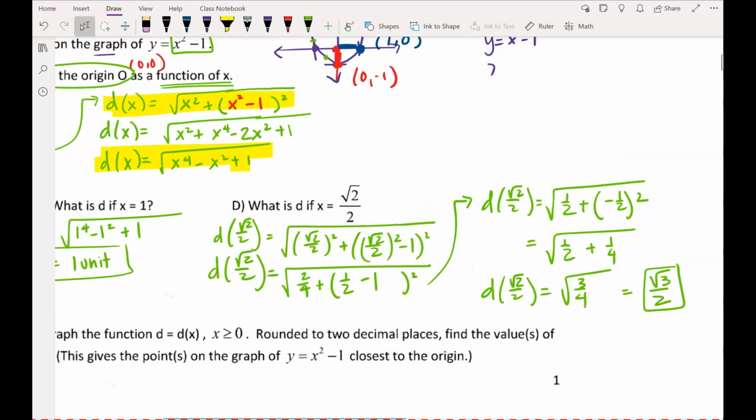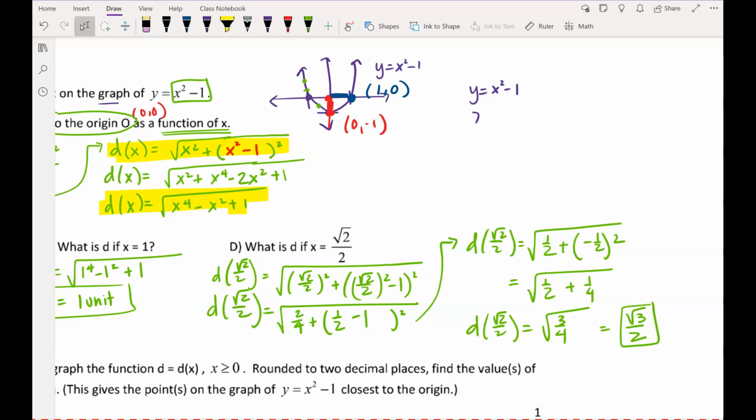So radical 3 over 2. Let's pick a point. As you know already, radical 2 over 2 is less than 1. So this is what it's saying. If I pick a point when x is less than 1, let's say this is your dot of radical 2 over 2. What is that distance right there? So that distance should be radical 3 over 2.